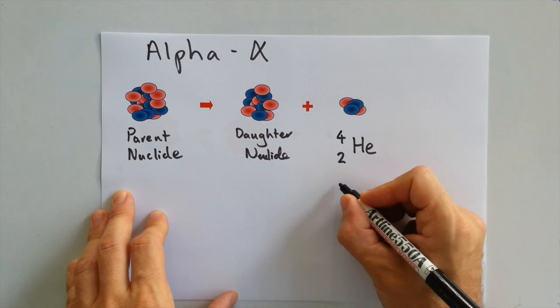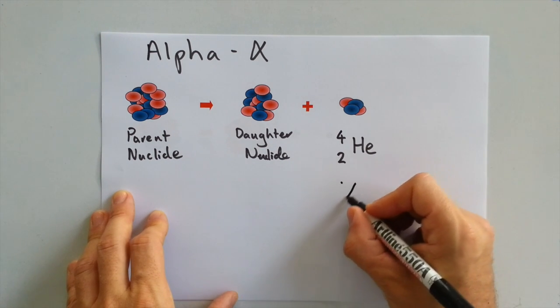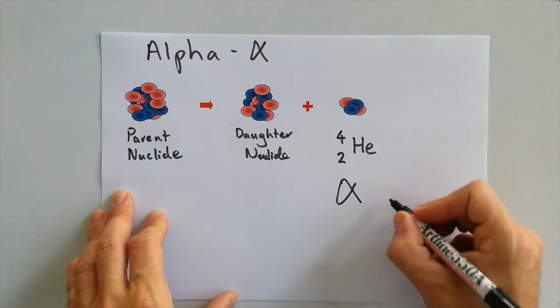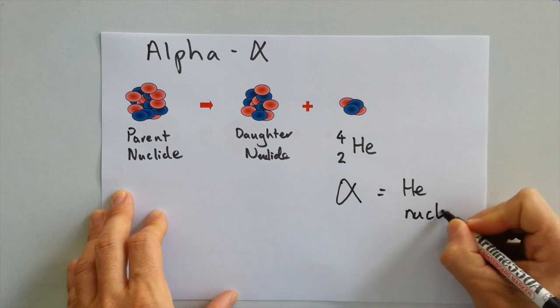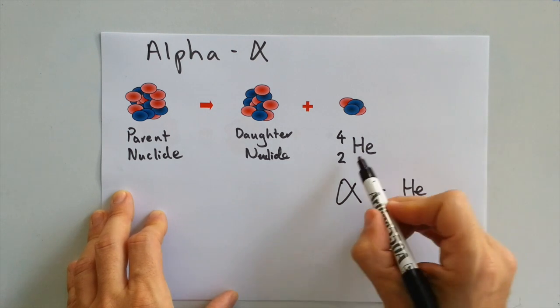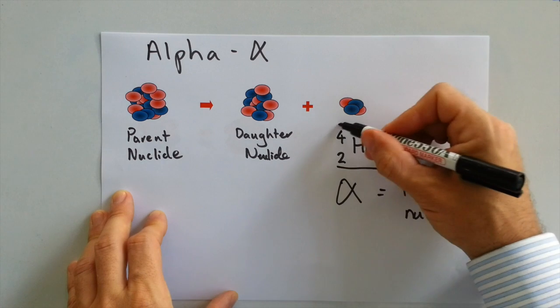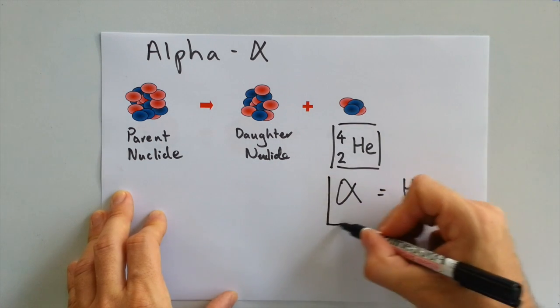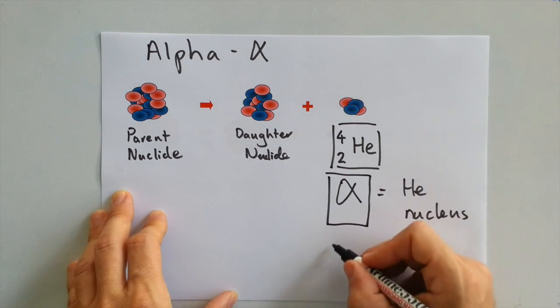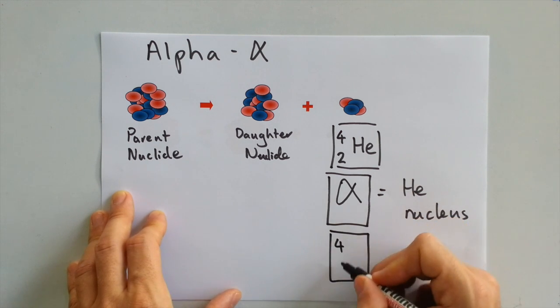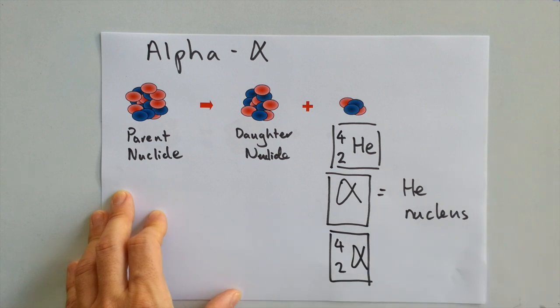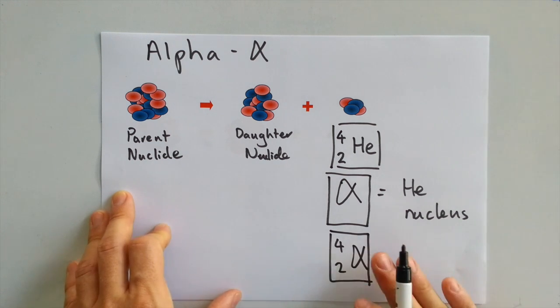So actually, alpha is a helium nucleus. So you'll sometimes see it written as helium. You'll sometimes see it written as alpha, and occasionally you'll see it written with the same numbers, 4 and 2, but written as alpha. It is the same thing.